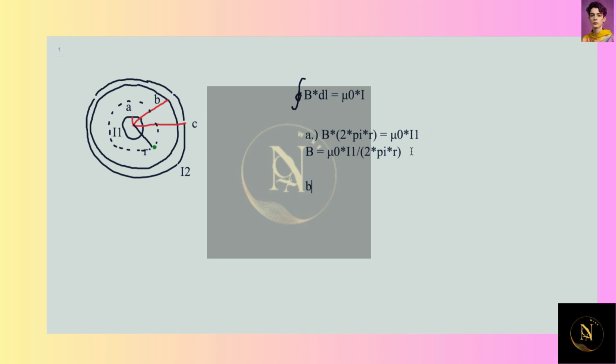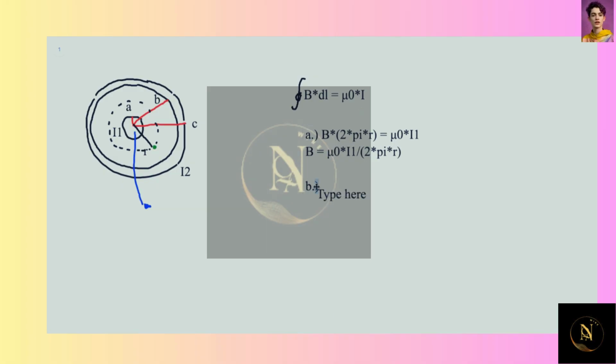Now looking at part B, we can do the exact same thing, except now we're considering some R all the way out here. So this is going to be our new R. This point is now outside of both of these two wires.